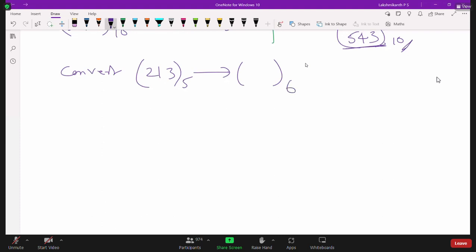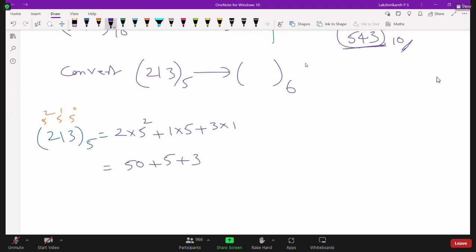First, we cannot directly convert any base to any base. What you need to do here is convert into a decimal number and then convert. So how can we write 213 base 5 as a decimal number? See, what are the place values? 5 power 0, 5 power 1, 5 square. So we can write this as 2 into 5 square plus 1 into 5 plus 3 into 5 power 0. 5 power 0 is nothing but 1. Now 25 into 2 is 50, plus 5 plus 3. So what is this value? 58.